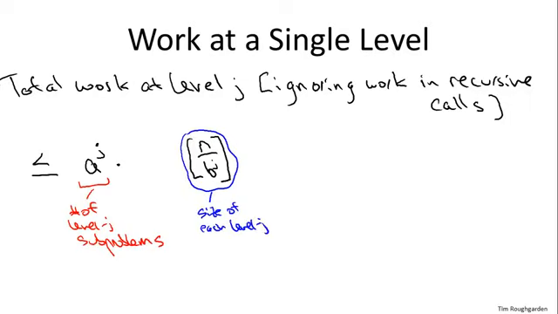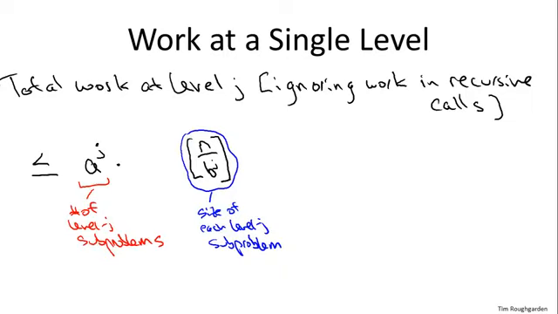Now, we only care about the size of a level j subproblem inasmuch as it determines the amount of work, the number of operations that we perform per level j subproblem. And to understand the relationship between those two quantities, we just return to the recurrence. The recurrence says how much work gets done in a given subproblem. Well, there's a bunch of work done by the a recursive calls, and we're not counting that. We're just counting up the work done here at level j.